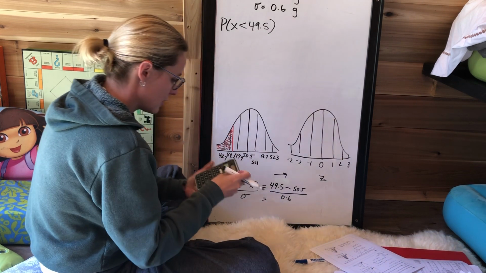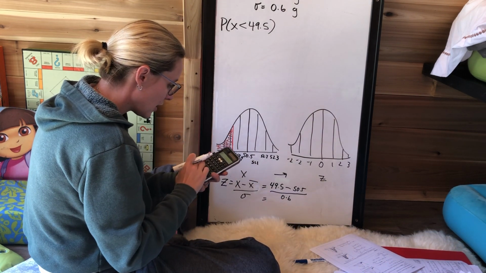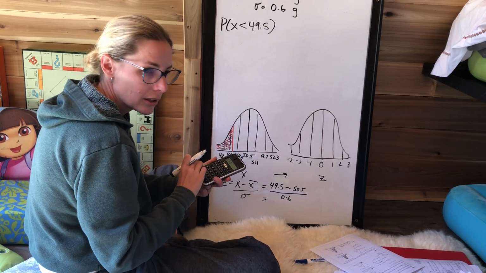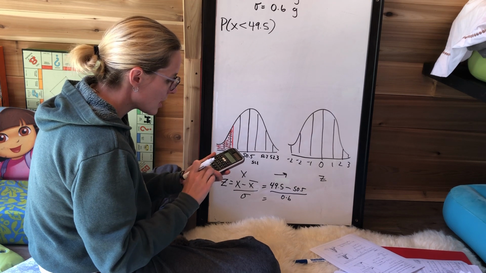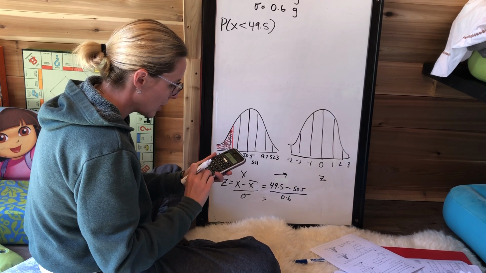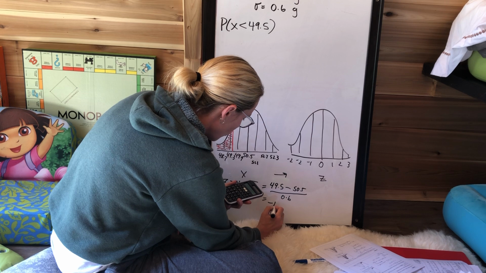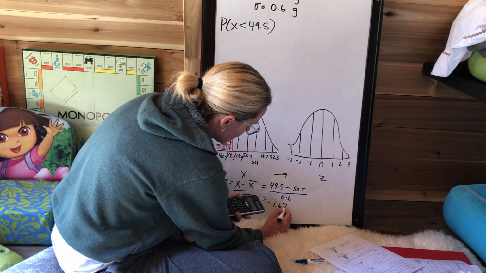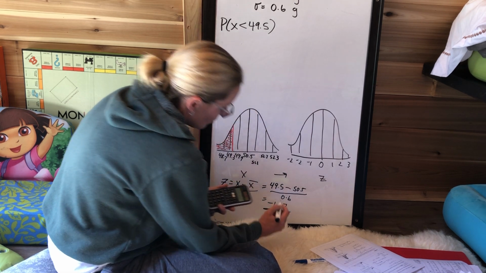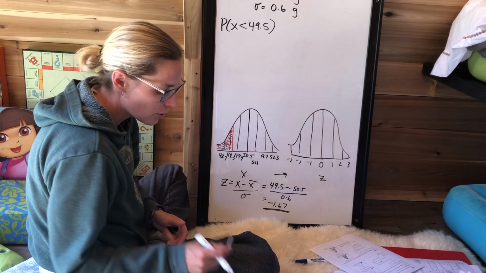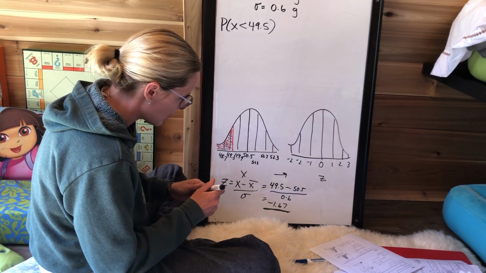When I do this, I will get a value that you must list to 2 decimal places every single time. You'll see why in a second. So I get negative 1.66666. I'm going to put that to 2 decimal places, so I have to round to negative 1.67.